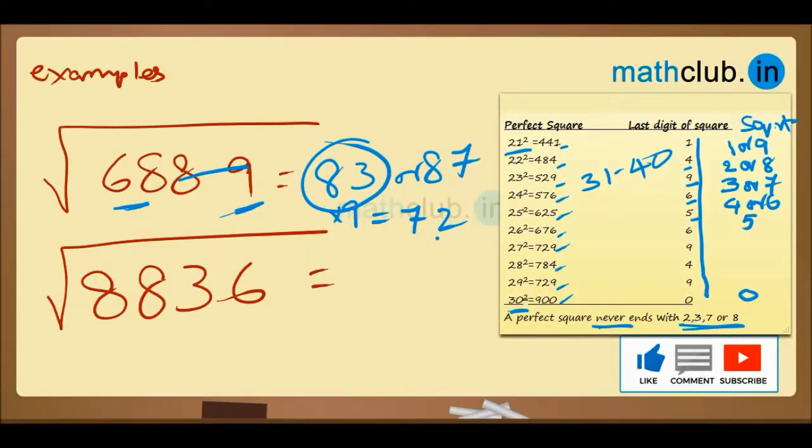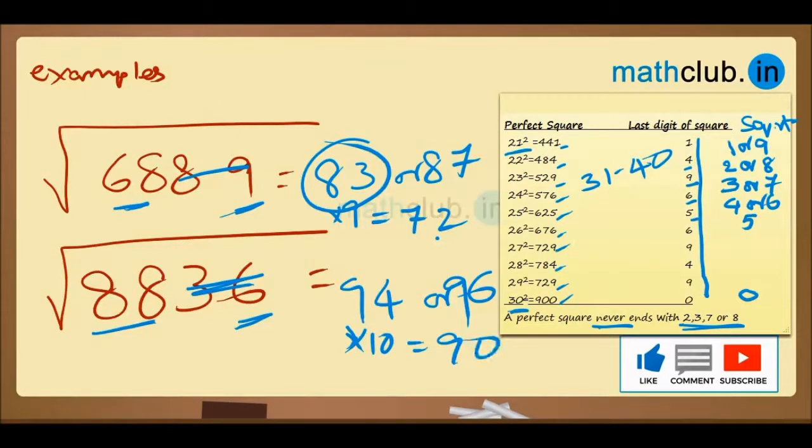Let's look at another example, 8836. This should end with either 4 or 6. Cancel the last two digits. 88, the highest square less than 88 is 9 square, so 94 or 96 is the answer. Now 9 into 10 is 90, whereas the value is just 88, so again 88 is less than 90. I have to take the answer as 94.